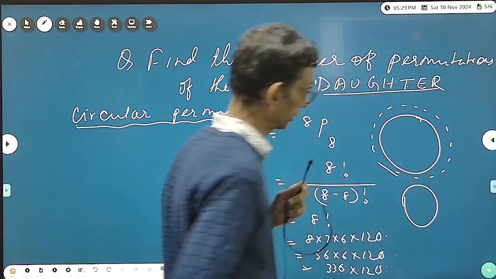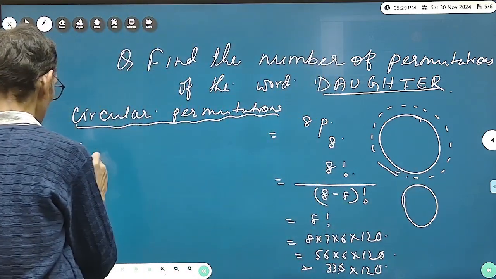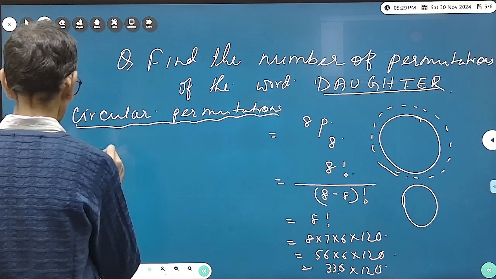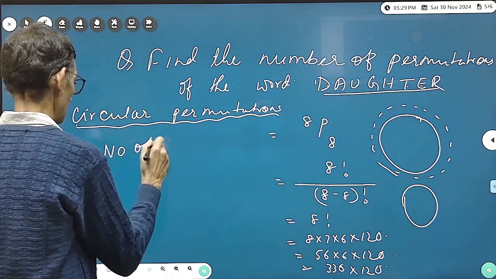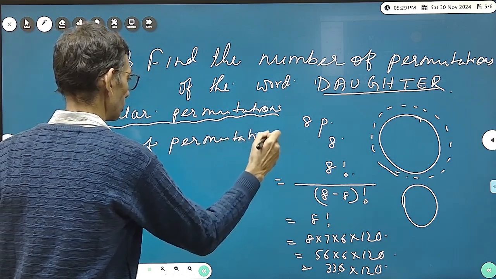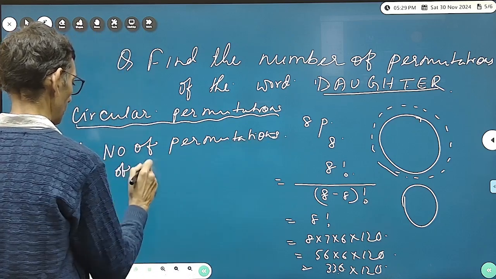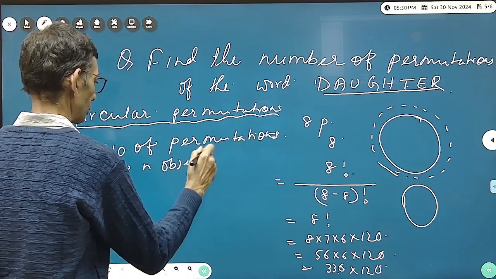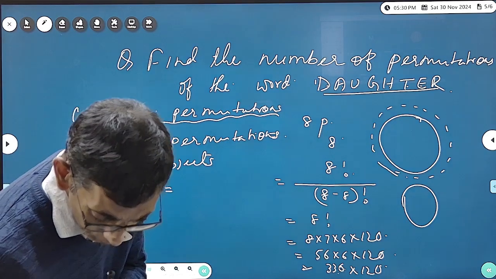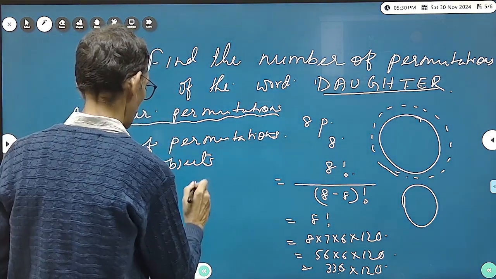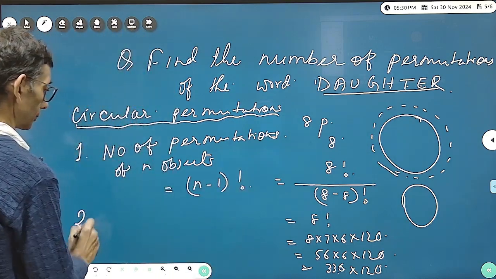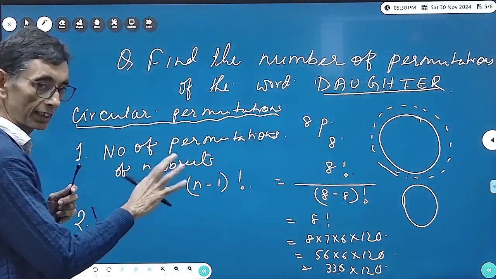Condition 1: the number of permutations of n objects taking all at a time is n minus 1 factorial. Condition 2: here n objects means taking all at a time.